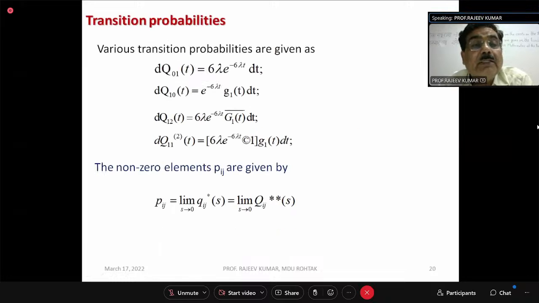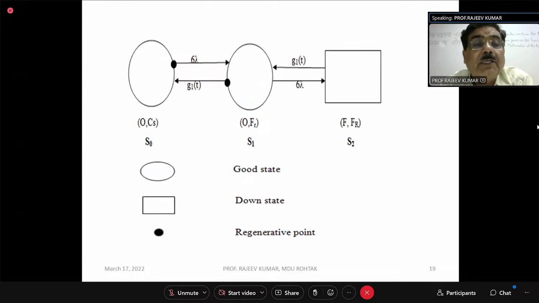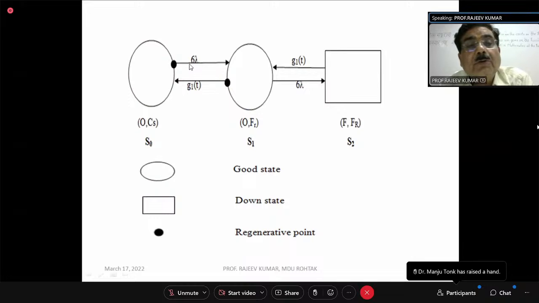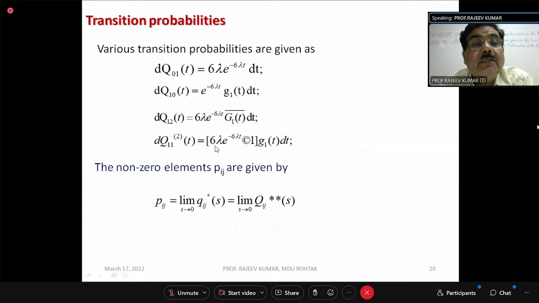We have computed the transition probability for this model, and that can be done in a very simple form. Suppose you want to see the transition probability from 0 to 1. The rate is 6 lambda, and it is a constant, so this will follow exponential distribution. So the probability for transiting from 0 to 1 can be written as dQ01 equals 6 lambda e to the power minus 6 lambda t dt.